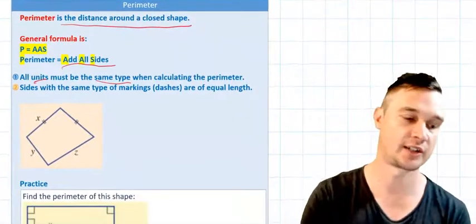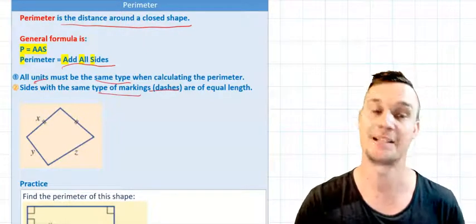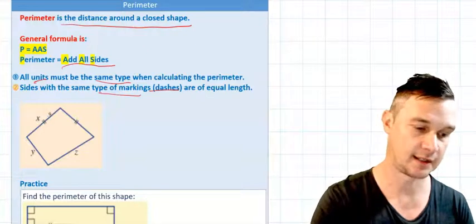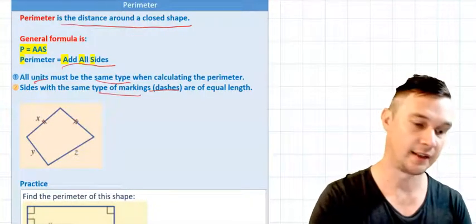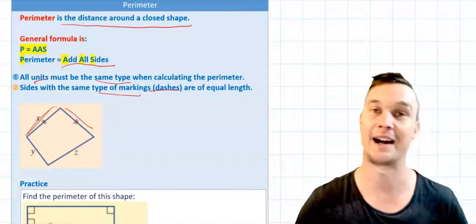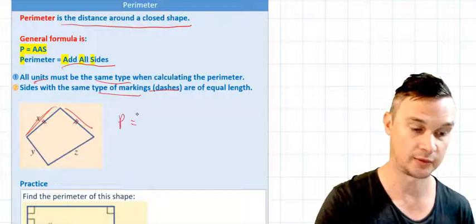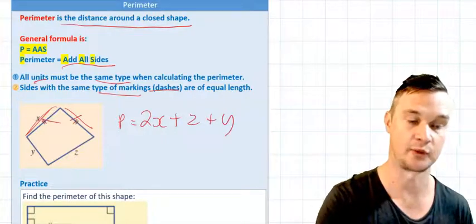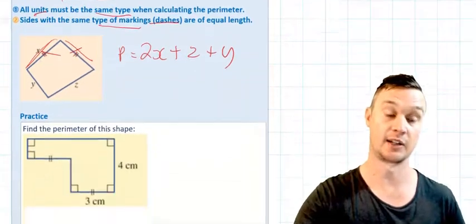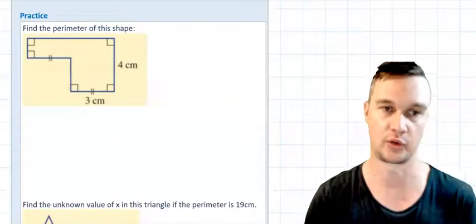The other thing you might notice is that sometimes sides with the same type of markings or dash mean equal length. So in this case, I can see there are these 2 dashes here, and this one has 2 dashes here. These 2 sides here are equal length. So effectively this one would be perimeter equals 2x plus Z plus Y, because I have two of those same markings. So now let's look at examples of how we might calculate that when looking at different closed shapes.